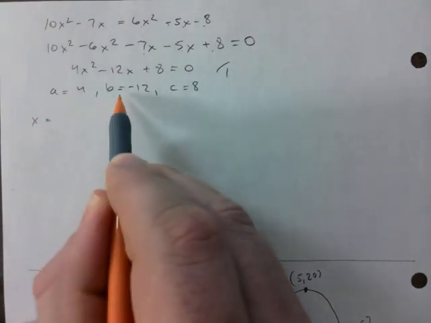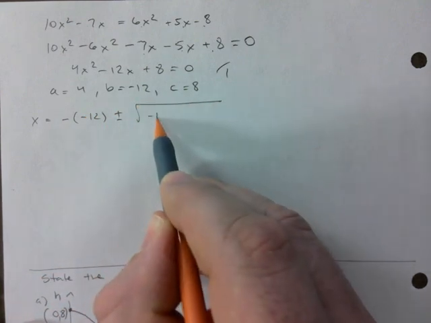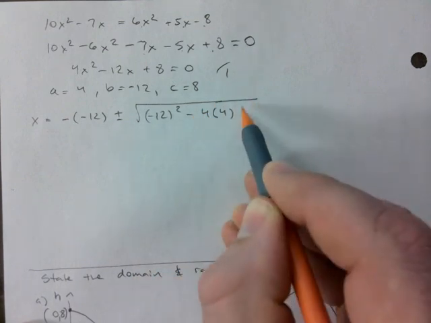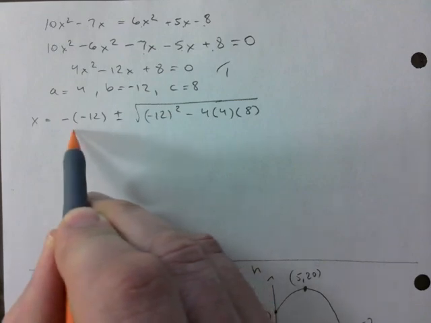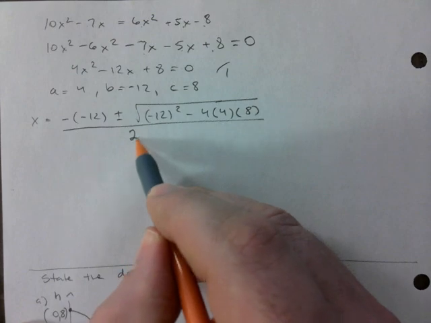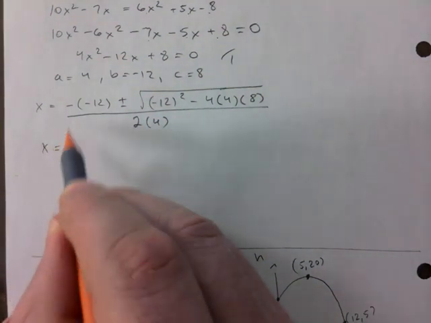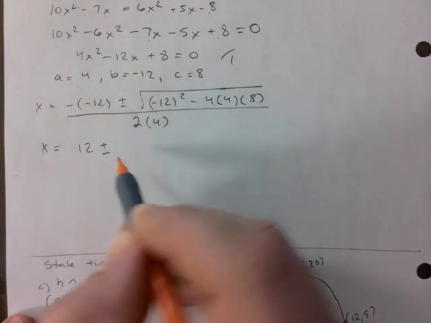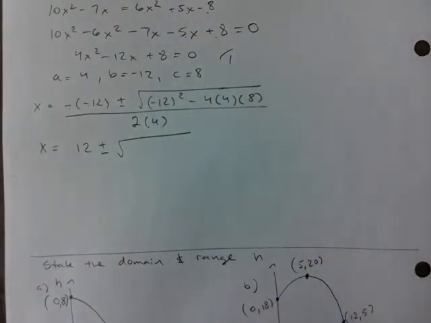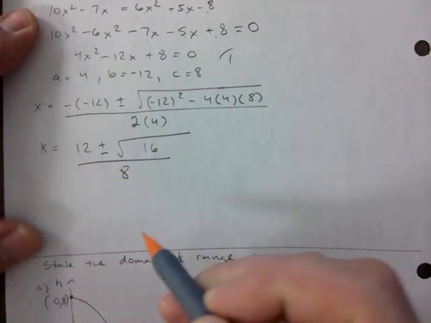And now we solve. It's negative b plus or minus the square root of b squared minus 4 times a times c. All of that, the entire thing. Once we figure that out, we will divide by 2 times a. Then we clean it up. Negative and negative is 12, plus or minus. Plug this all into your calculator, all in one shot. You get 16 in here, over 8.